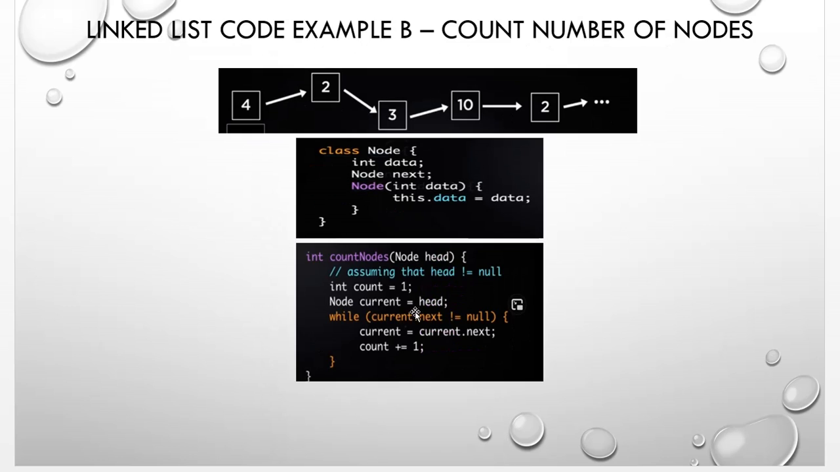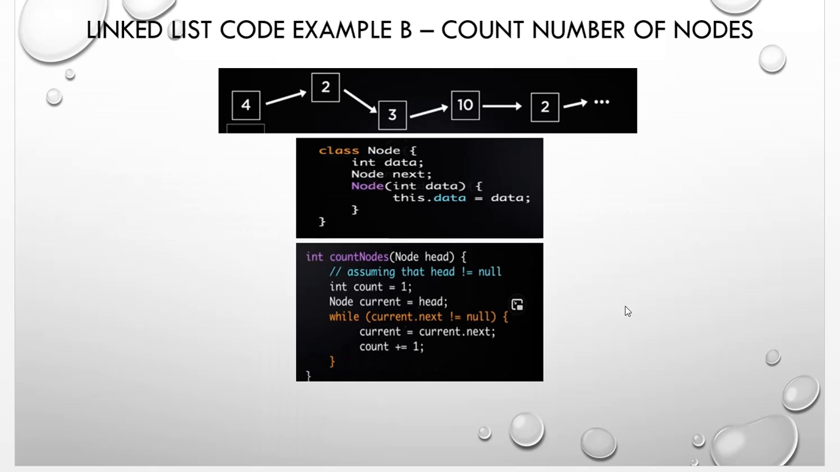So node current is not different from saying node A. It's just referencing. So if current dot next is not equal to null, then we move current to the next node, current equals current dot next, then count plus equals 1. So we increment the value of count. We continue doing that until we get to the pointer where current dot next is equal to null, which means we've reached the end of our list, and therefore we stop traversing it, and we take the value of count as the number of elements within that linked list.